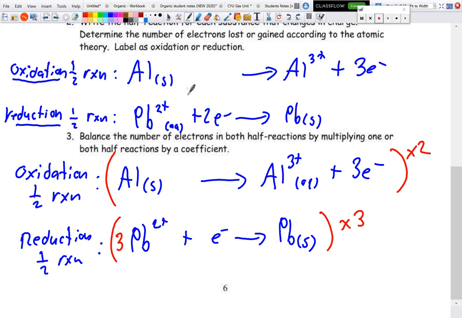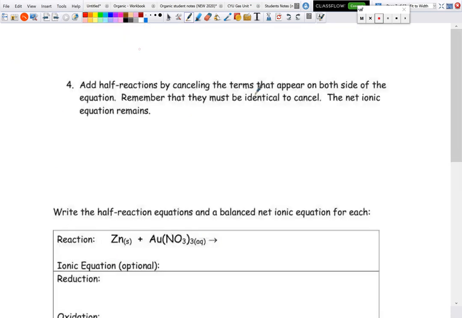Then we're going to get our 6 electrons and 3 in front of lead. And then for aluminum, we're going to get 2, 2, and of course, scratch out that 3, and now that turns into 6. Perfect.